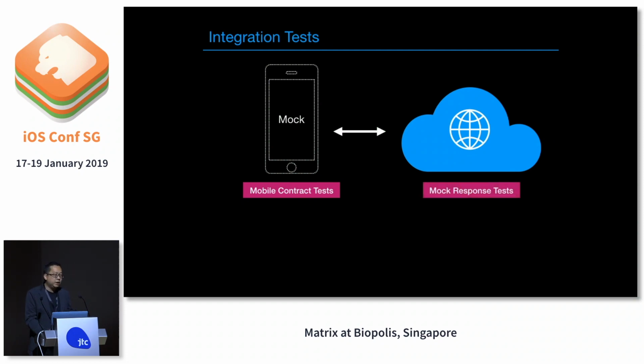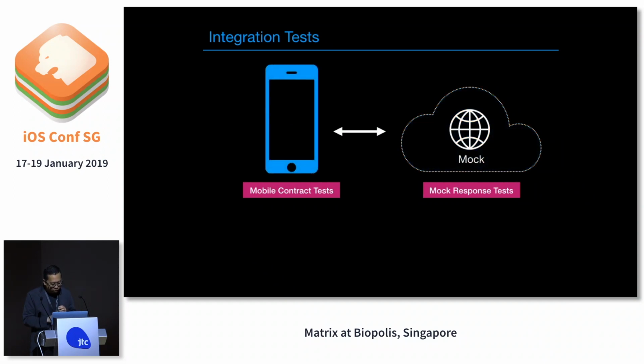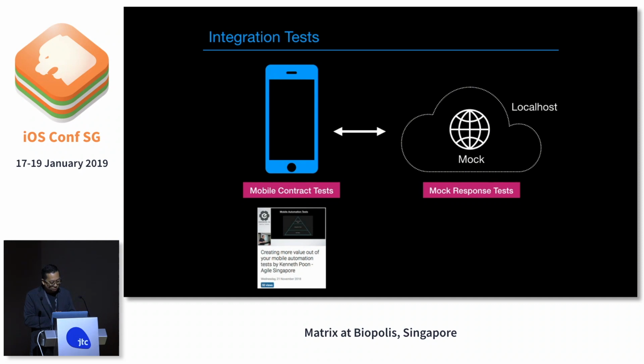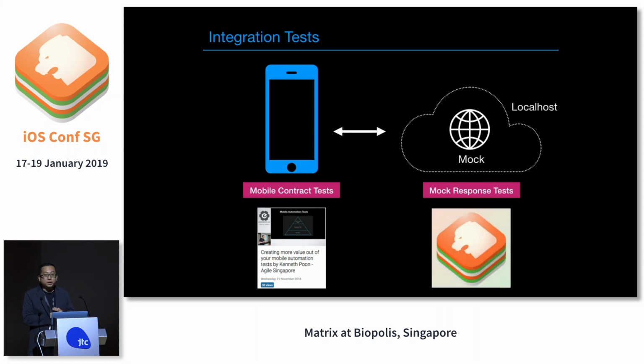So in mock response test, we are going to flip it around. We will mock the server and assert how the app behaves. One way to set up mock response tests is to use Localhost, where we basically create a web server in the test runner. So to know more about mobile contract test, you can catch the talk which I previously given at Agile Singapore Meetup Group in November last year. The video is available on Engineers.SG. For mock response tests, just stay tuned. I will share more about it on how we can marry UITest and Localhost together.